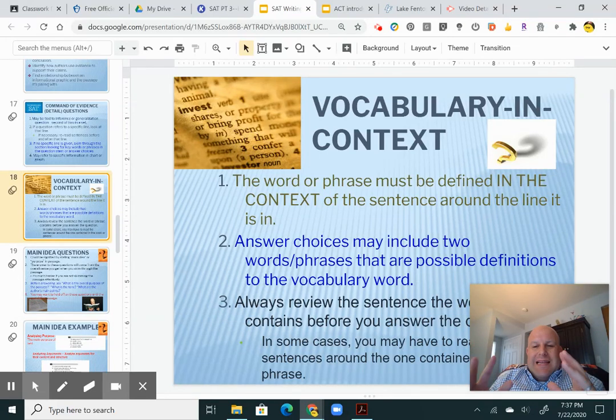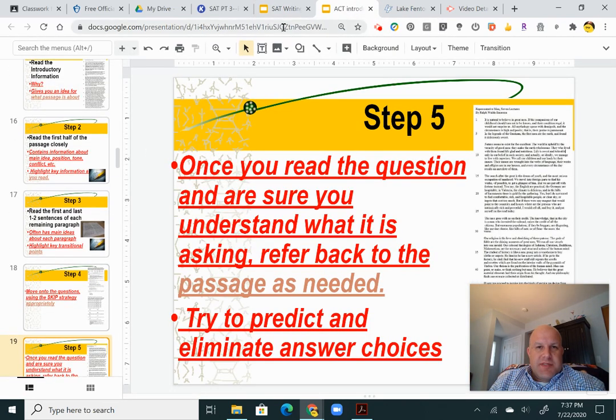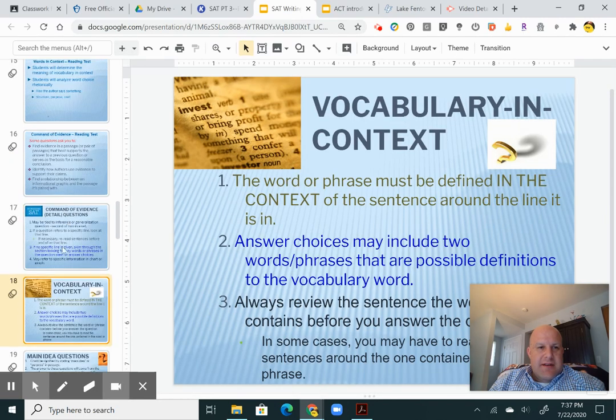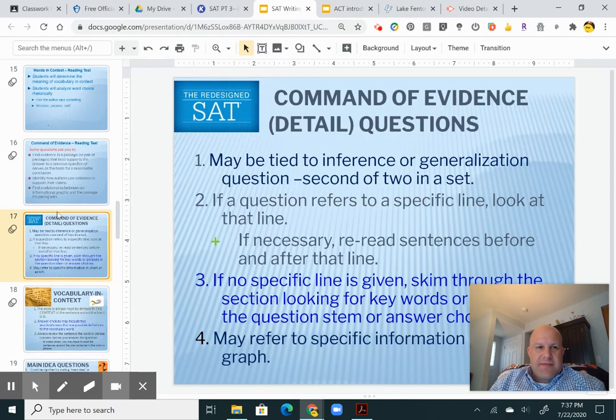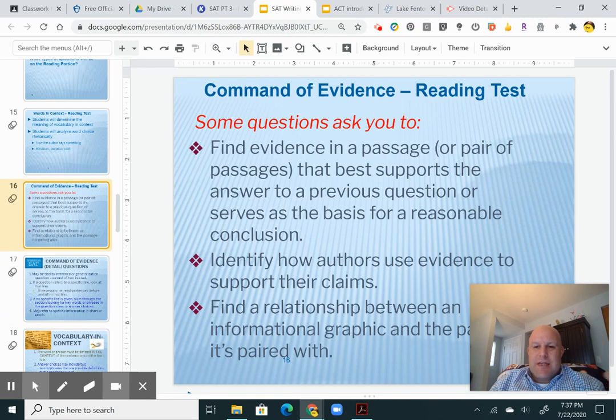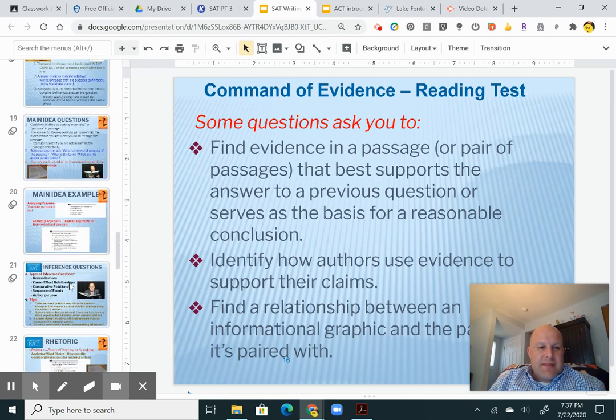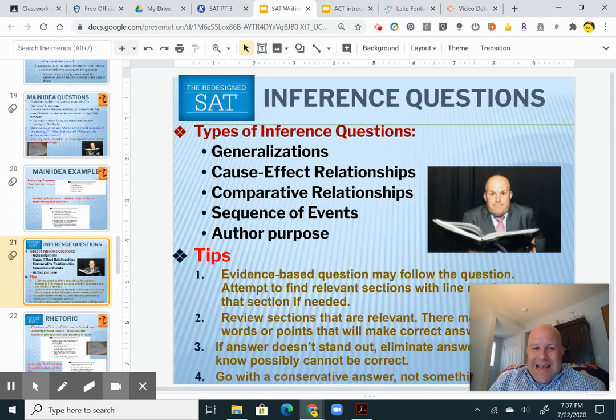I'm going to attempt to explain a little more difficult passage, some of the question types, and some more examples. In a previous video, I went through the first combo method for this particular reading passage, and you would have seen that in another video. I want to talk a little more about command of evidence, detail questions, especially those questions that connect with inference or main idea questions.